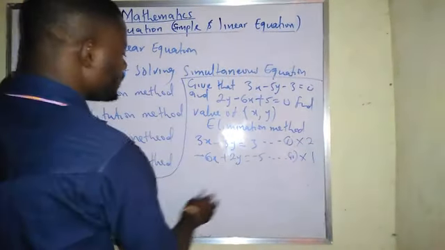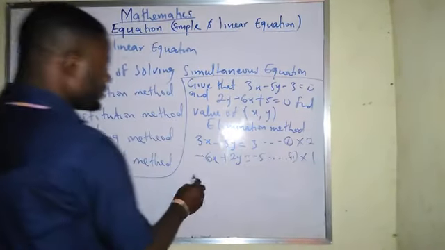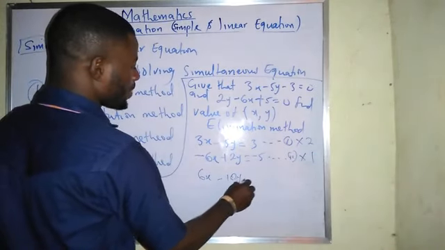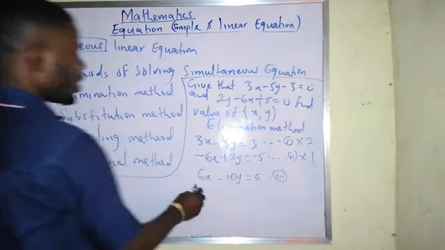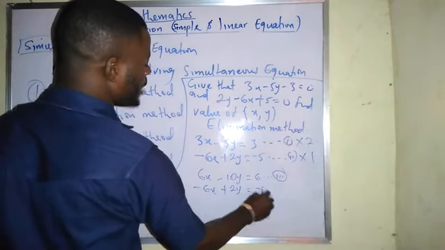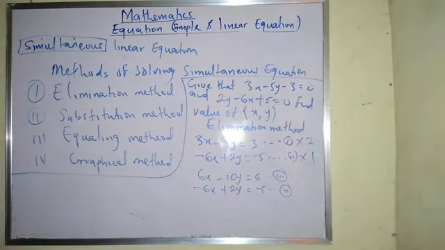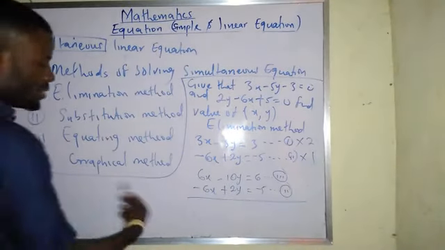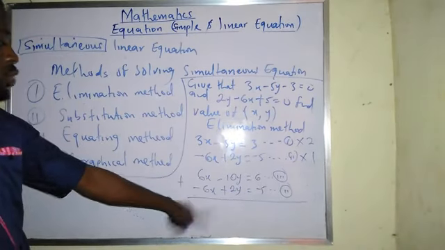Once I multiply, everything that is in equation 1 must be multiplied by 2. It will now be 6x minus 10y equals 6, equation 3. And also minus 6x plus 2y equals minus 5, equation 2. Now, at this point, let me add the two equations together, because if I subtract, it will not give me what I want.